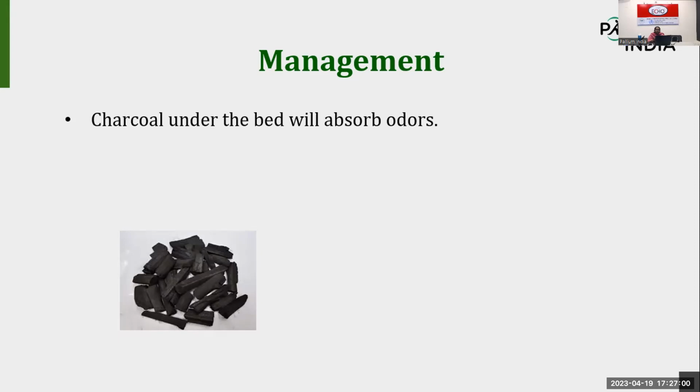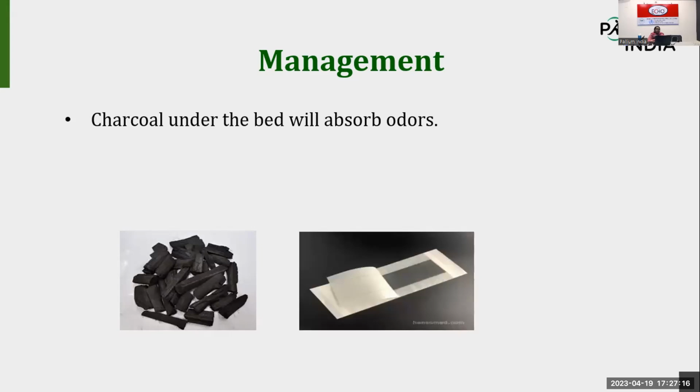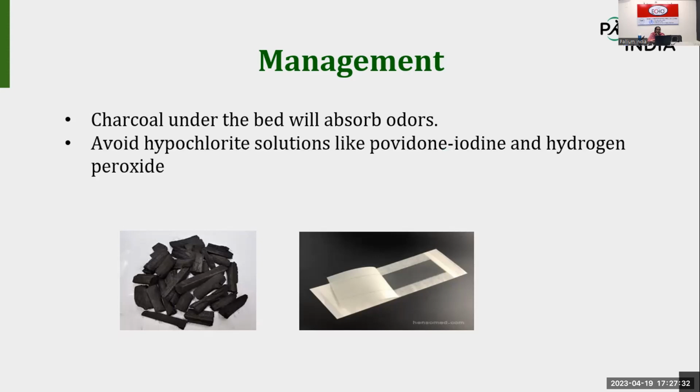So they won't be able to manage, because a lot of foul smell will be there, especially in stage 3 and stage 4 pressure ulcers. At that time you can suggest charcoal dressing. Charcoal dressing is also available, but it is quite expensive. But you can use charcoal pieces. You can take 1 or 2 pieces and keep them under the bed of the patient, or in the corner of the room. That will help to absorb the bad smell.